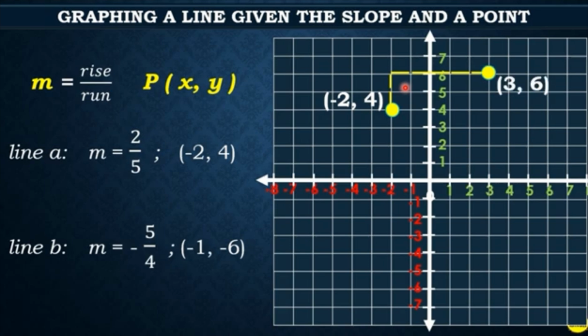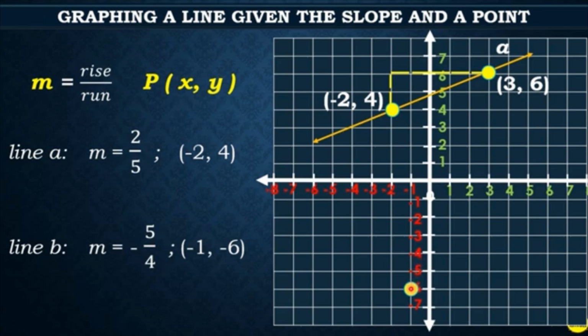So, we can now graph the line. Okay, so this is how we graph kapag given ang slope at ang point. Plot first the point and then i-plot natin yung slope. Okay. Another example. Oh, by the way, this is line A. Okay, let us graph line B. So, first, plot negative 1, negative 6. Ito siya. So, negative 1, negative 6.